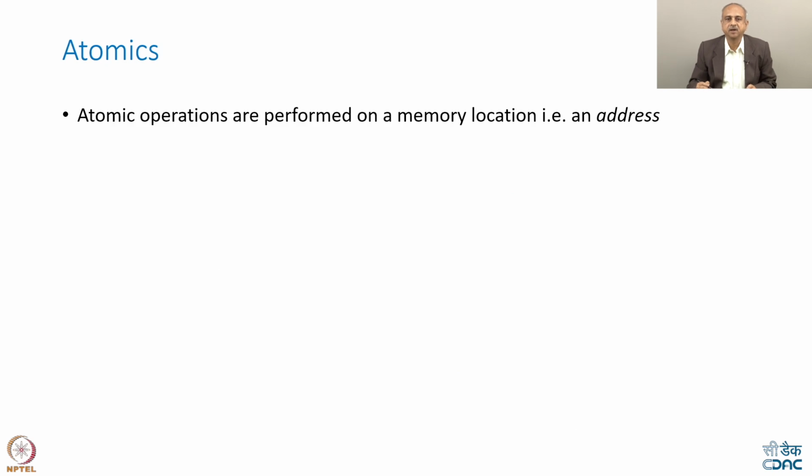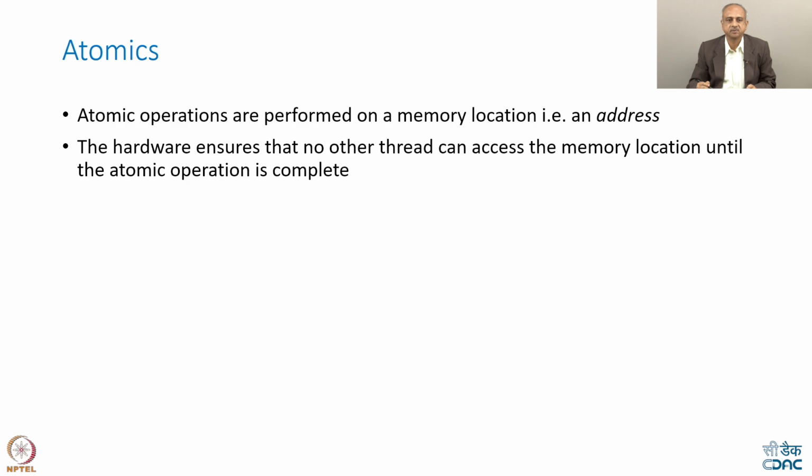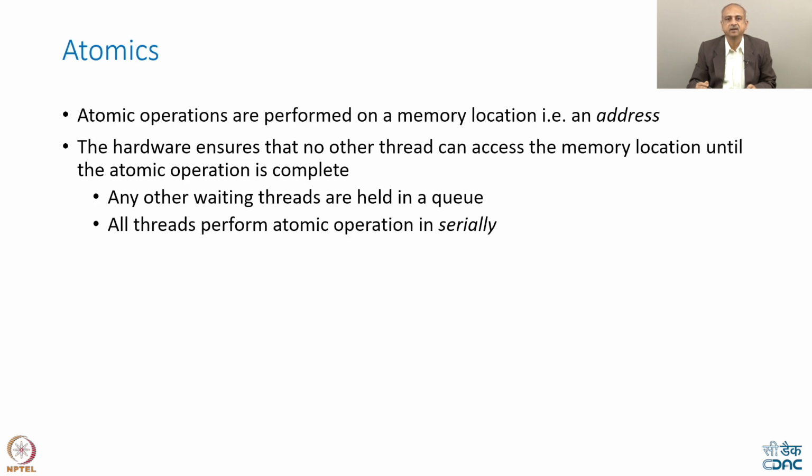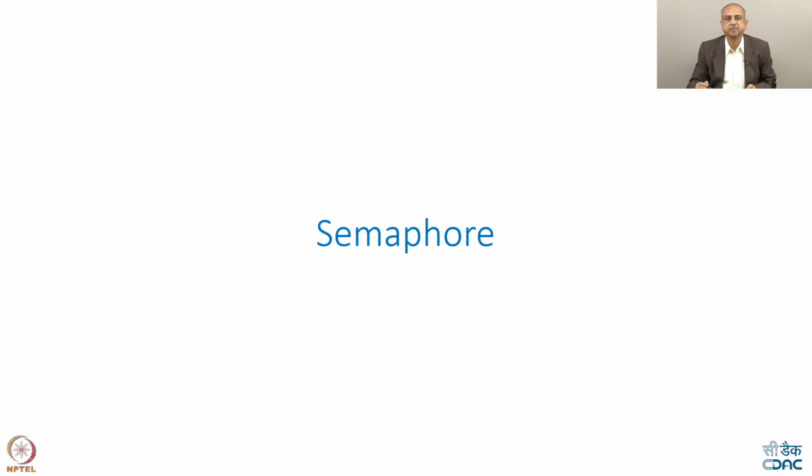Atomic operations are typically performed on a memory location, that is an address, as we saw in the examples before. Now, there is cooperation that is needed from hardware to ensure that no other thread can access the memory location until the atomic operation is complete. As a result, any other thread which wants to use it is held in a waiting queue, and all threads can perform the atomic operation in a serial manner, which ensures that things are done in a proper manner.